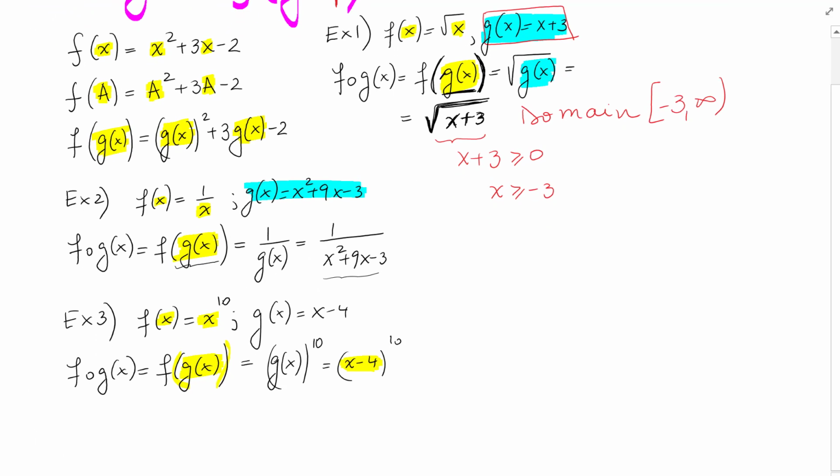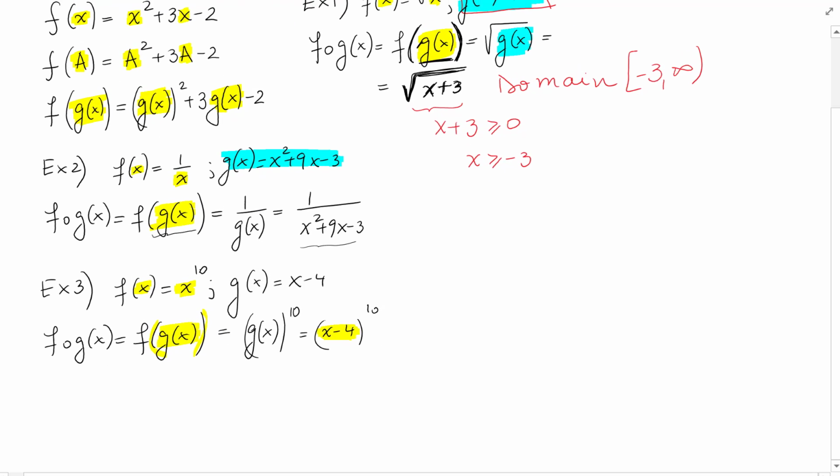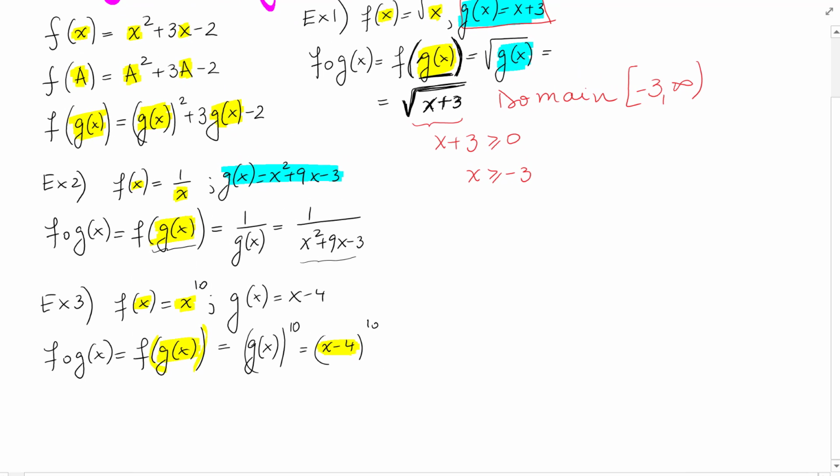Now let's take a look at the next problem, the second problem. We ended up with this. So first of all, is x restricted in g of x with anything? Is not, right? It's a quadratic, it's a polynomial, so no restrictions. Well, when we take a look at the composition of functions, we have a denominator.